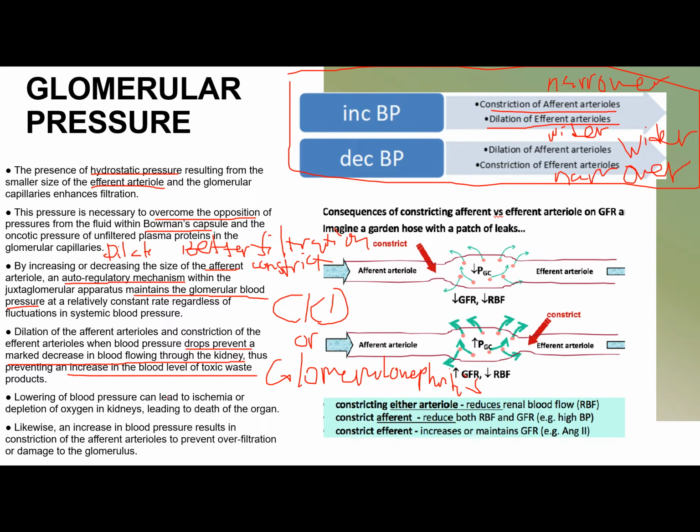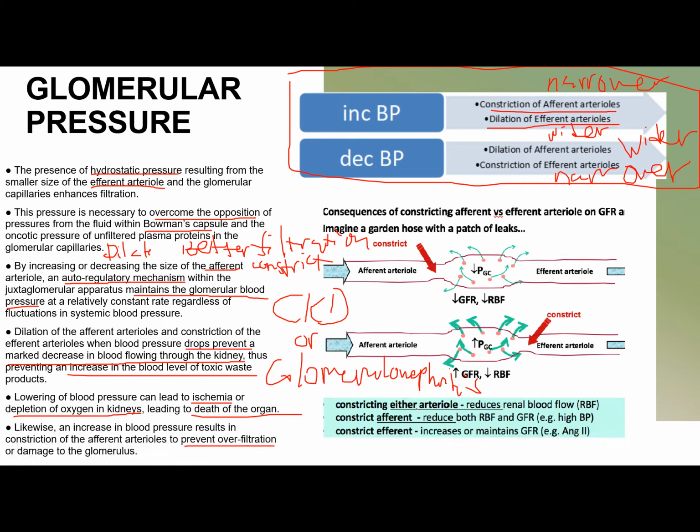Now, lowering of blood pressure can lead to ischemia or depletion of oxygen in kidneys leading to the death of the organ. Pag sinabi mong ischemia class, walang nakakarating. There is no oxygen arriving to the organ. And remember, if there's no oxygen, it can lead to the death of the organ. Likewise, an increase in blood pressure would also result in constriction of the afferent arteriole to prevent overfiltration or damage to the glomerulus. So take note of this class.